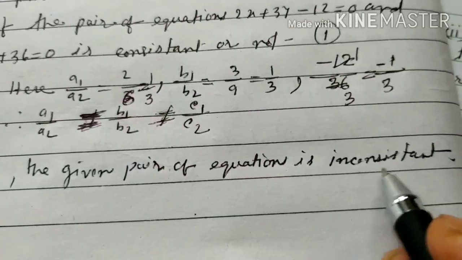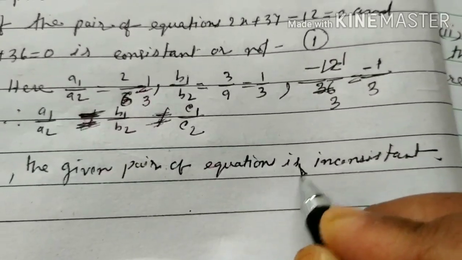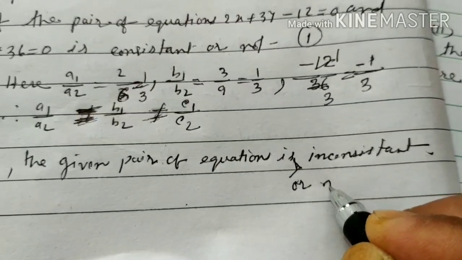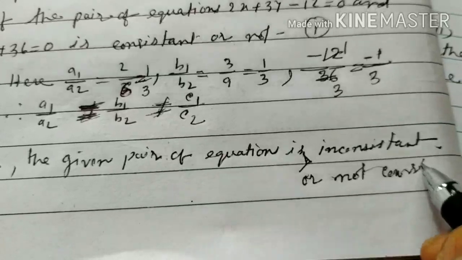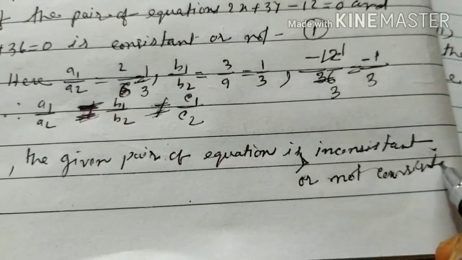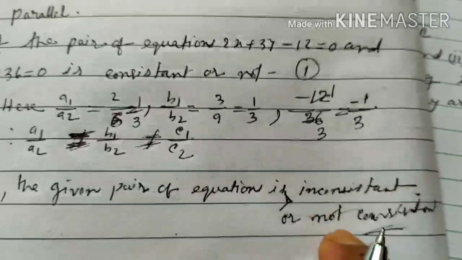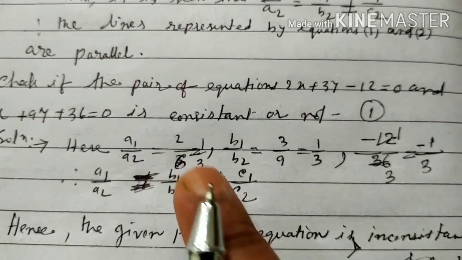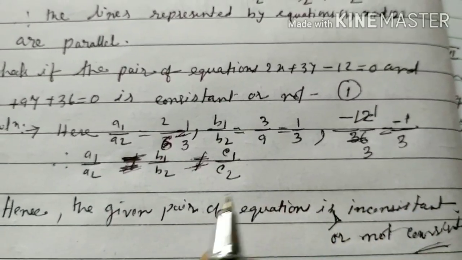If it is not consistent, it is inconsistent. You have to give the conclusion. Instead of that you may say not consistent. Either not consistent or inconsistent, you have to give the reason like this. Try to understand.